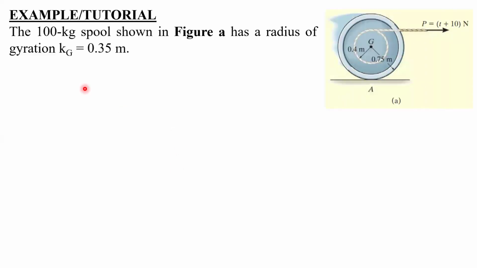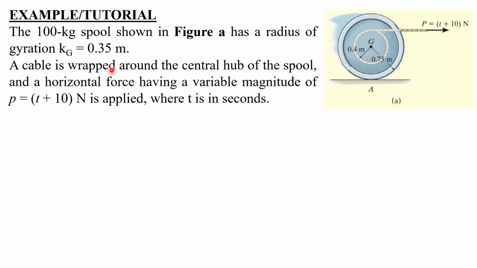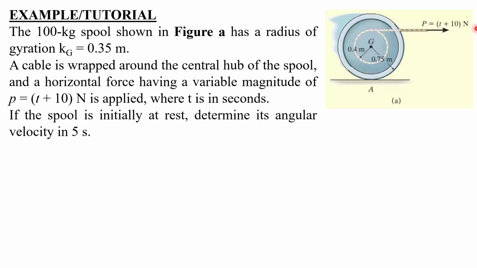The 100 kg spool shown in figure A has a radius of gyration k of 0.35 meters. A cable is wrapped around the central hub of the spool, and a horizontal force having a variable magnitude of P equals t plus 10 Newtons is applied, where t is in seconds. So this is the rope that was applied. If the spool is initially at rest at t equals 0, then everything else is 0. Determine the angular velocity in 5 seconds.